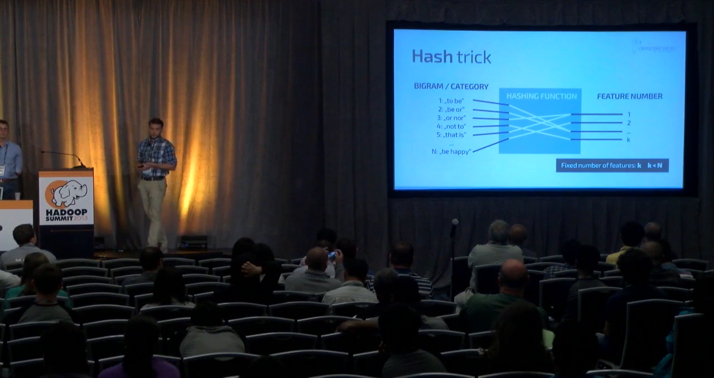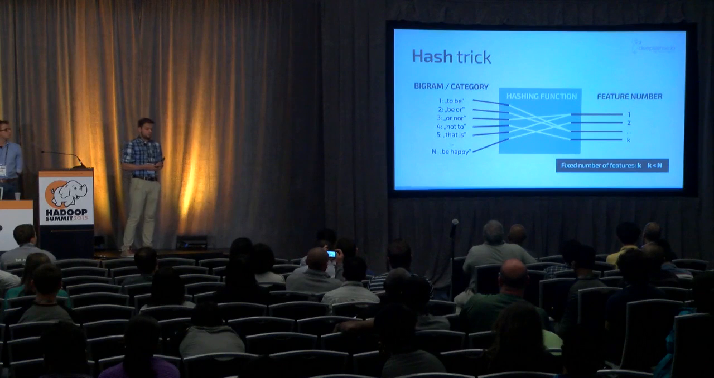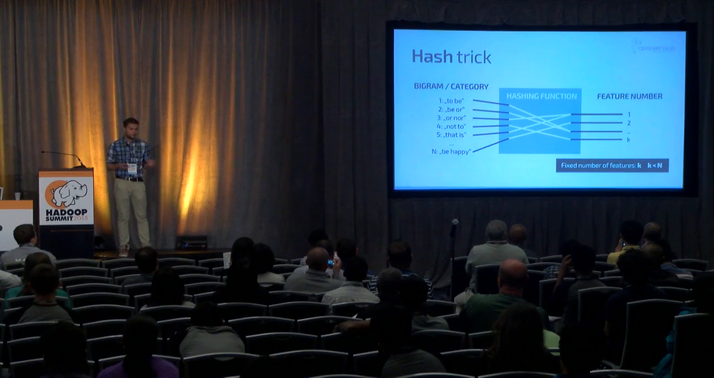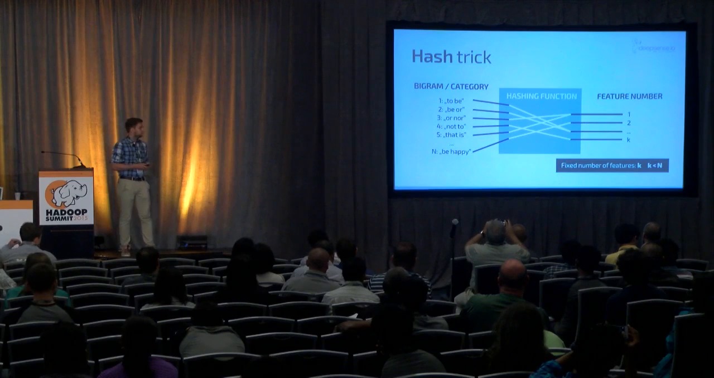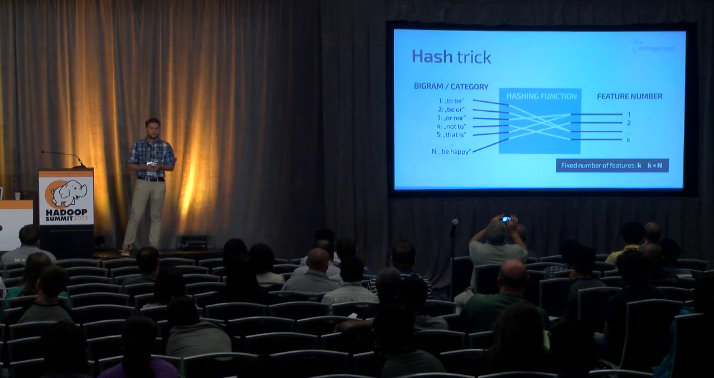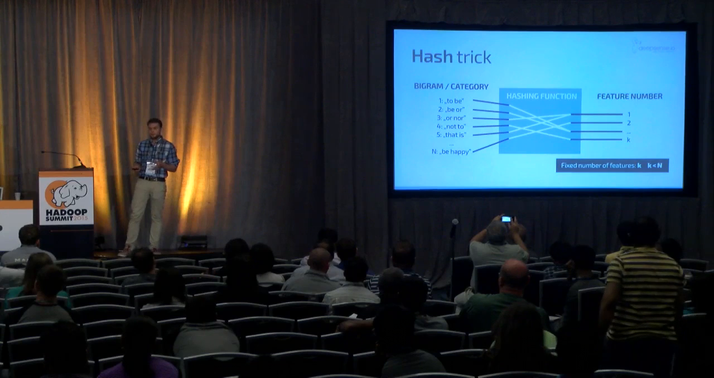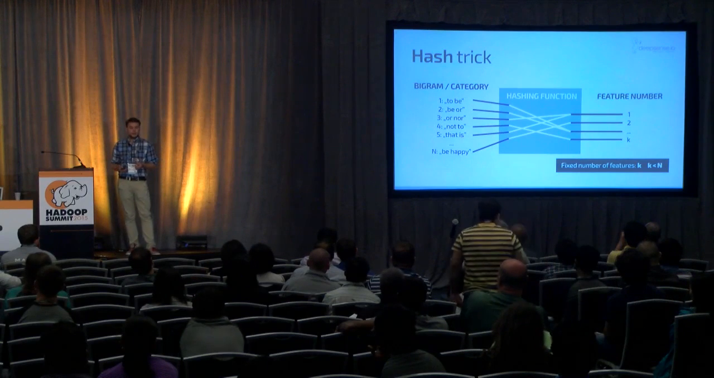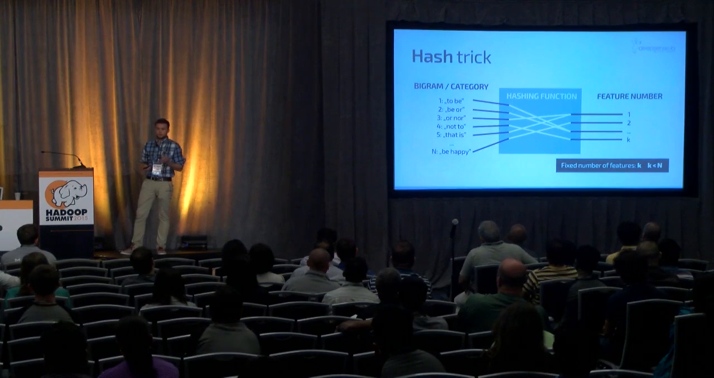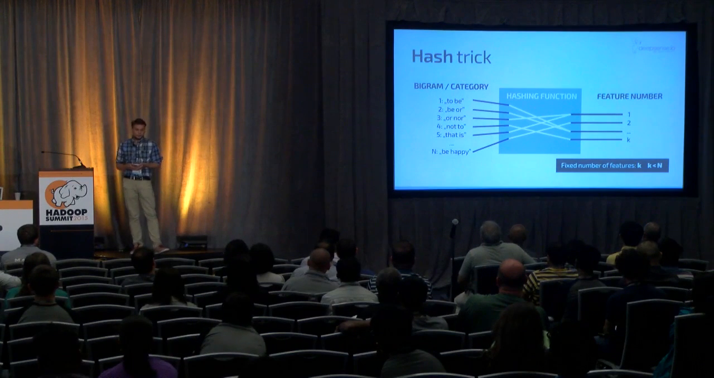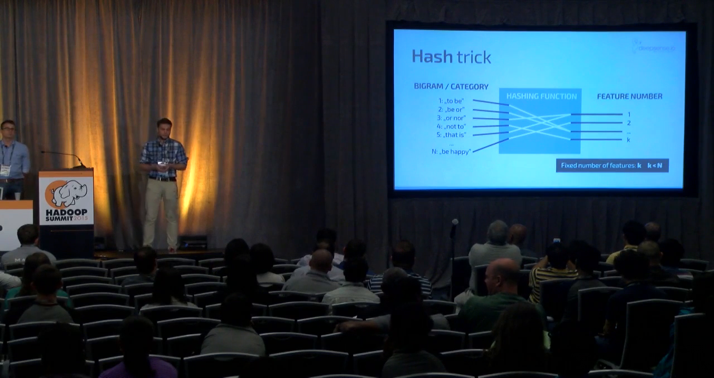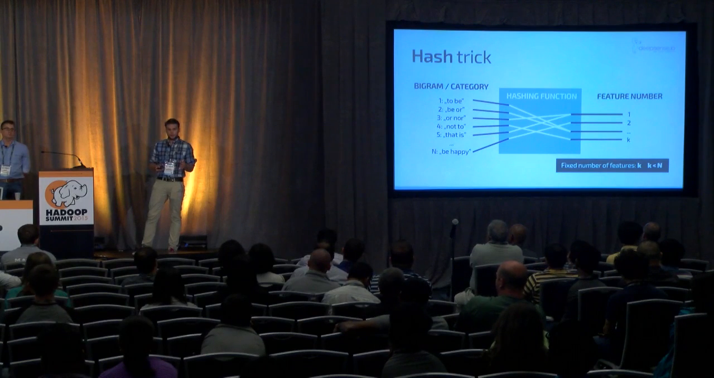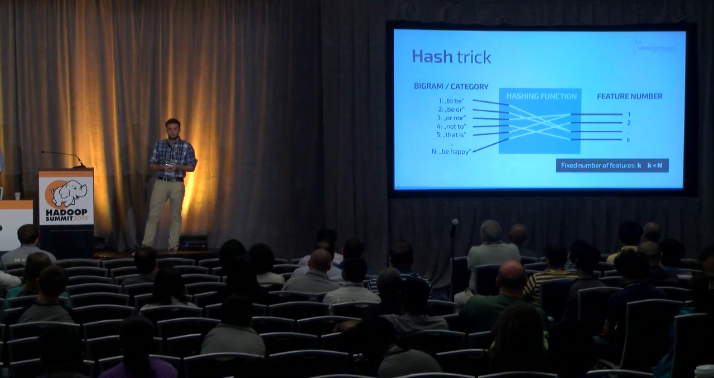This method is called the hash trick, and it works as follows. You feed each bigram or each category of each level of a categorical feature into a hashing function. And what this function does is that it maps this bigram or this category into an integer within the range between 1 and k, where k is a fixed number that we choose up front. For instance, we decide that we want to generate 1,000 features. So what we do is that we set k to 1,000, and then we map every possible bigram or category into an integer in the range of 1 to k.